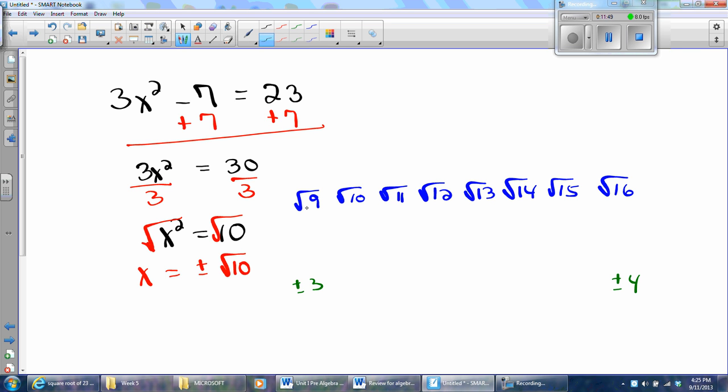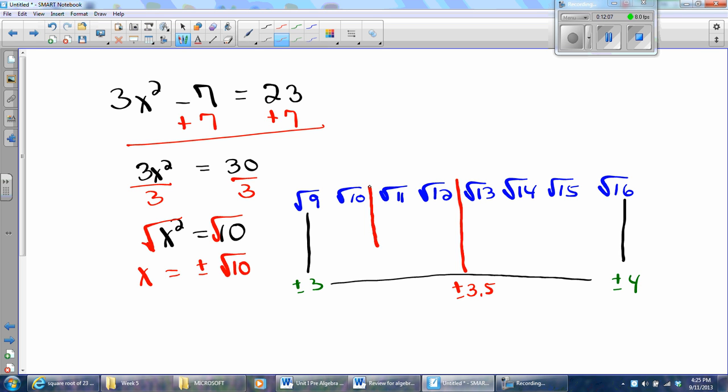And let me get my little number line out here. And let's see. I've got 8 pieces of data. So the middle is here. That'll be plus or minus 3.5. And then I need the middle here, which is going to be plus or minus 3.25. So my answer is going to have to be a little bit lower than 3.25.